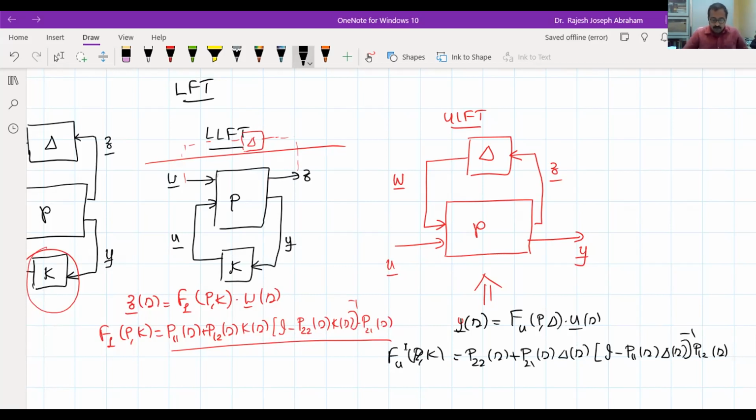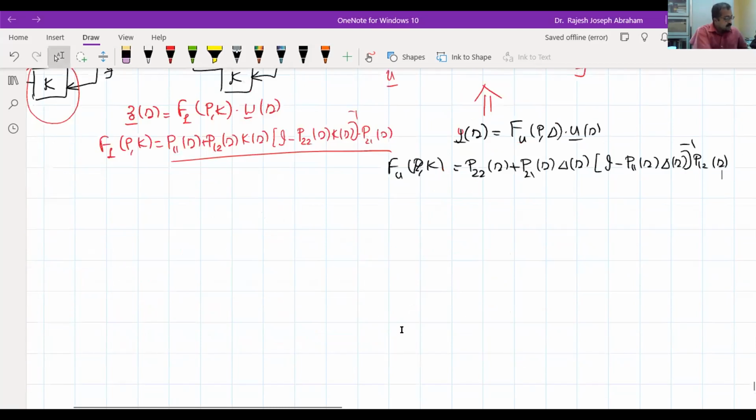Now let's go into the examples. So, first example. Suppose we are given a block diagram of this kind.